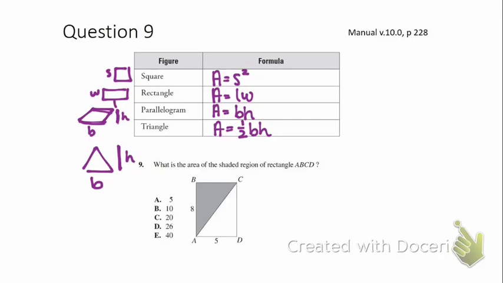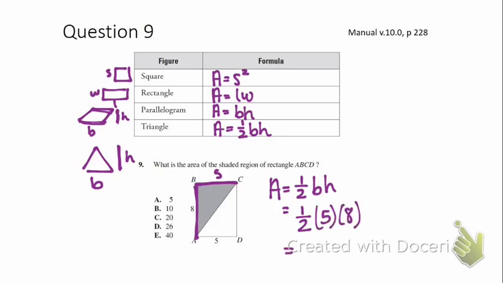The shaded region is just a triangle, so it's 1/2 base times height. The base here, if you kind of want to think of this as the base, right, and then this is going to be your height here. So 1/2 times 5 times 8 is 20.